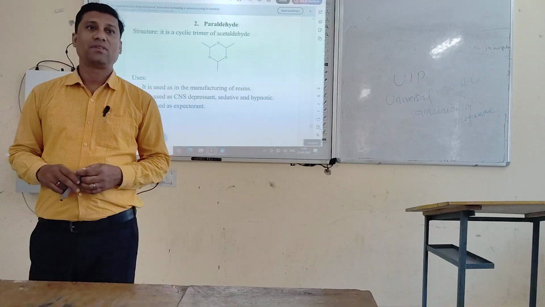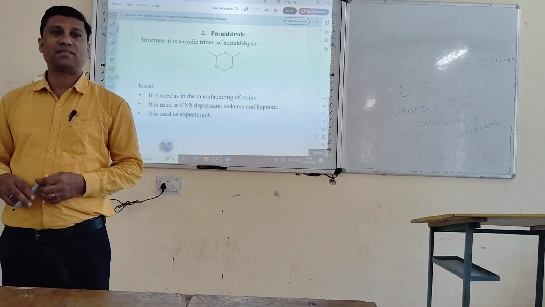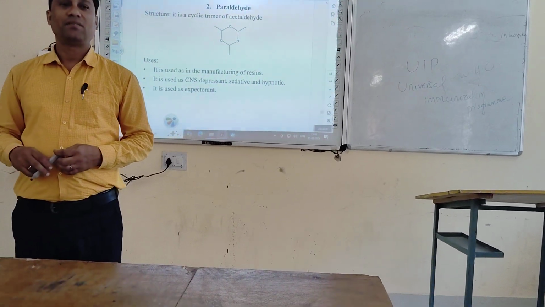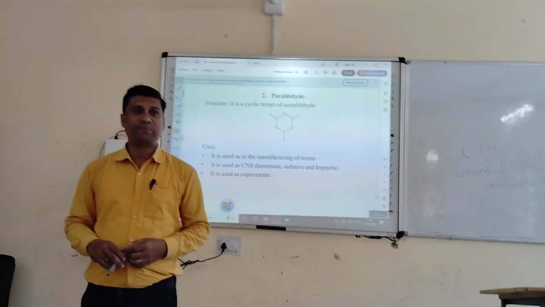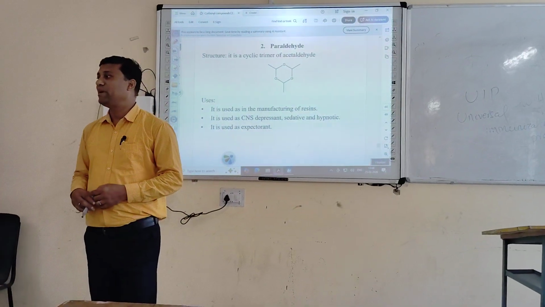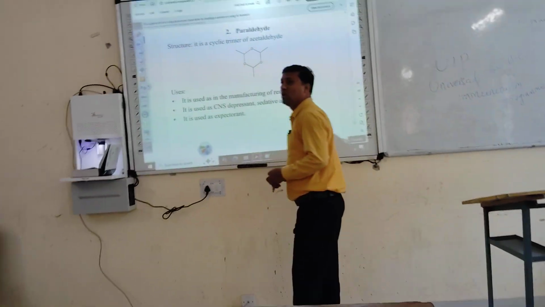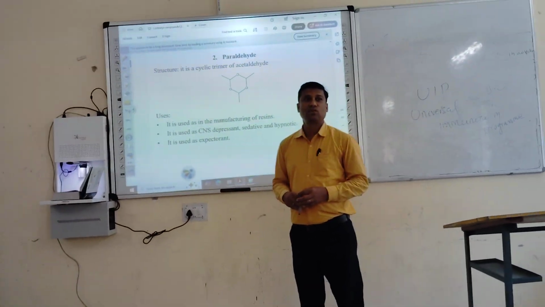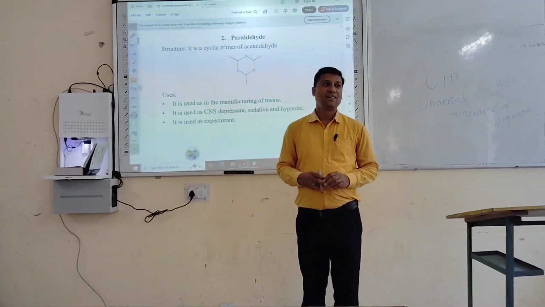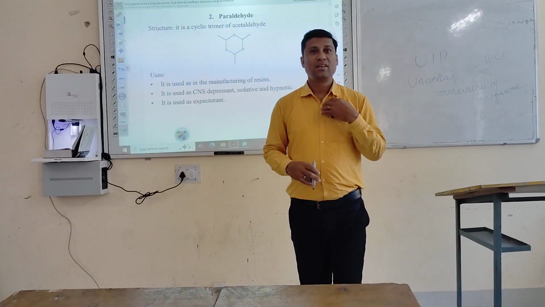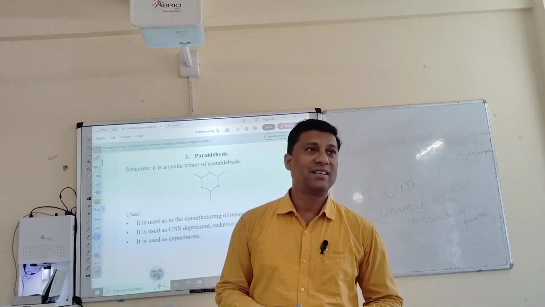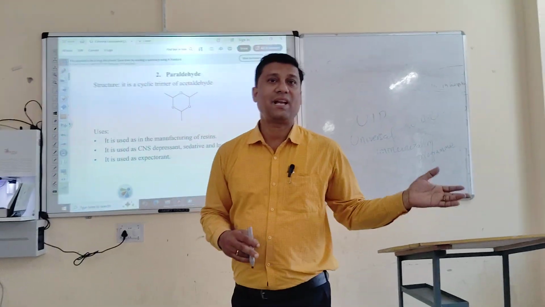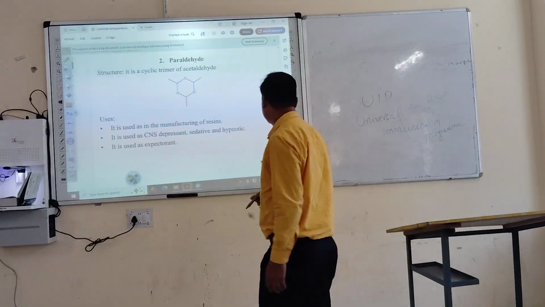What are the examples? Barbiturates, benzodiazepines. Benzodiazepine examples: diazepam, chlordiazepoxide, nitrazepam. These are the examples of benzodiazepines. It is used as expectorant. What do you mean by expectorant? Do you have any idea? Removal of sputum from the respiratory tract. Cough syrup. Okay.